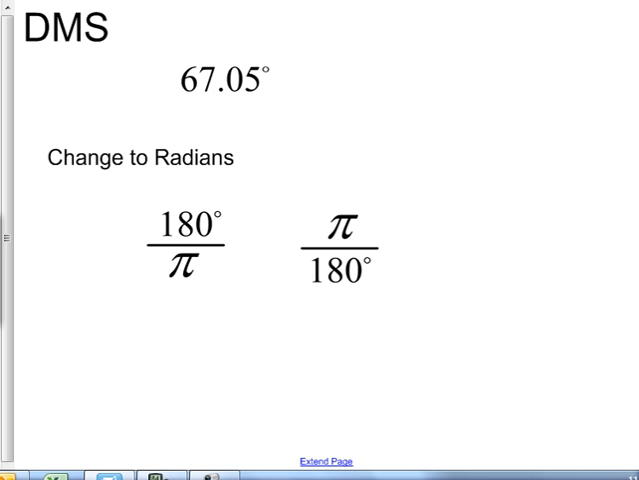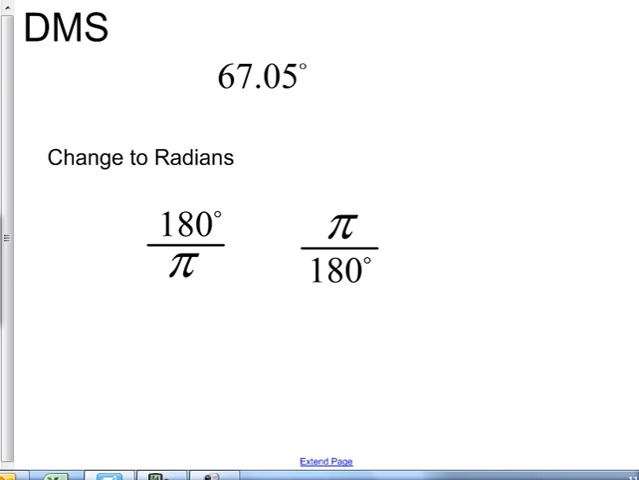How about changing degrees into radians? Do you remember I said a radian's about 60 degrees or so? Do you get that this would be a little bit more than 1 radian then? Well, exactly how many radians is it? It's 1 point something. Well, you use the factor.